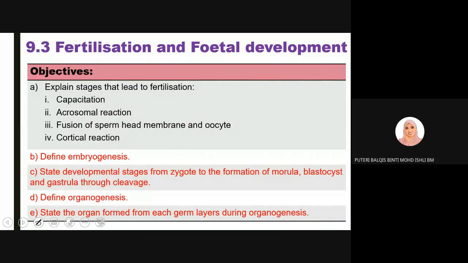Kita pergi kepada 9.3, Fertilization and Fetal Development, tapi kita break dulu for 5 minutes. Okay, lepas tu, kejap sabar. Fertilization and Fetal Development, plan saya adalah, saya akan bagi awak kepada beberapa grup. Grup pertama, grup kedua, grup ketiga, grup keempat.